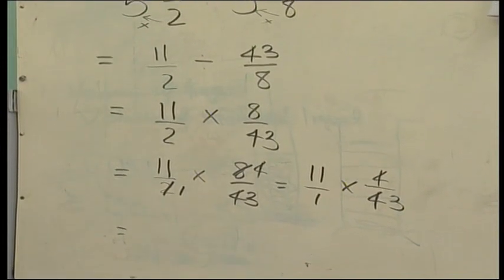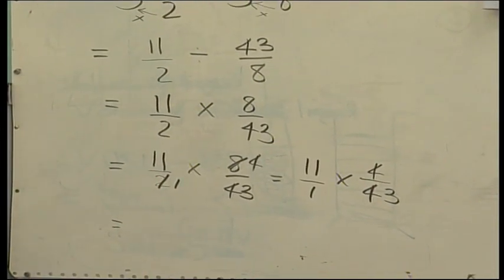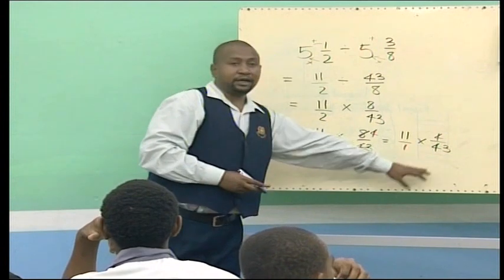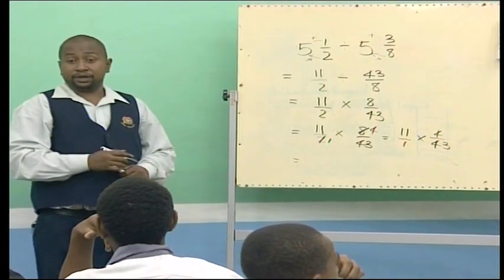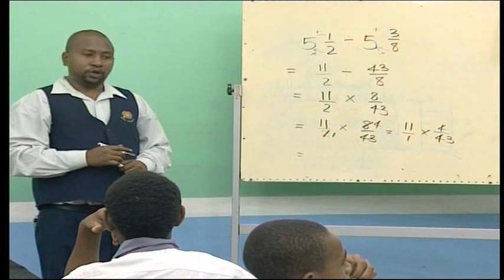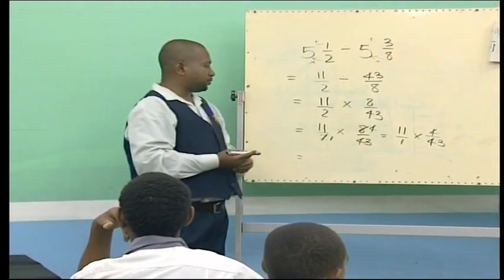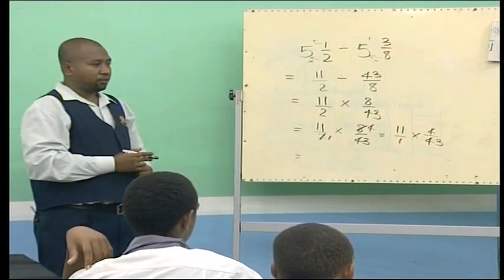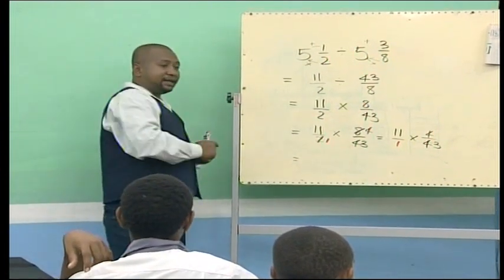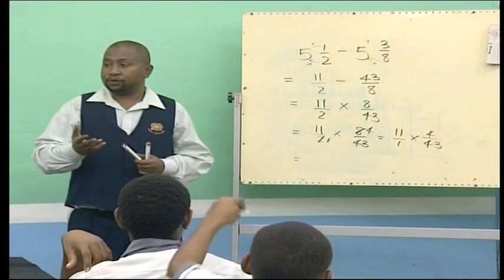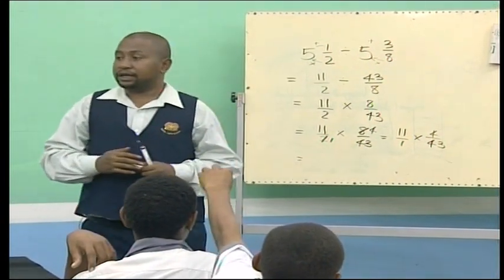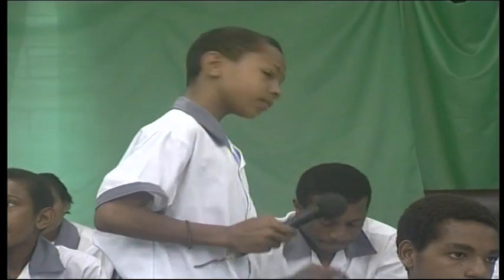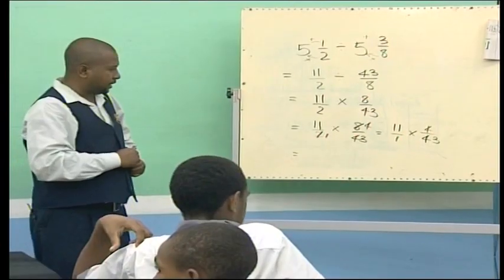Now, can we simplify further? Can we simplify these fractions here? 7As, receiving students, yes or no? No, because there's no number that we can use to simplify any of these numbers. So, the last step, what are we going to do? Write your answer as a mixed number.